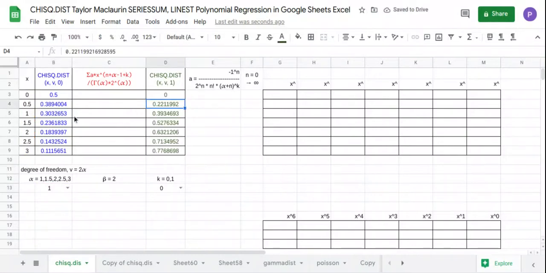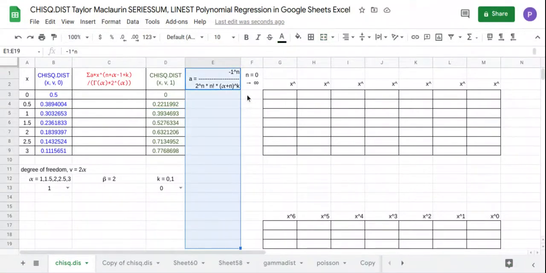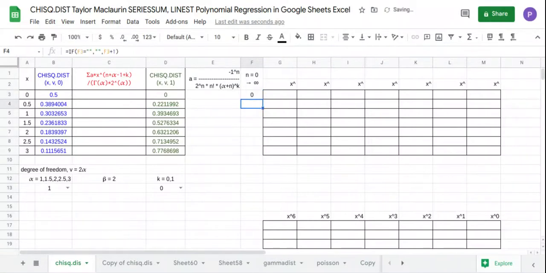Now we continue with the Taylor-Maclaurin series sum, which is the summation of a times x raised to the power n plus alpha minus 1 plus k all over gamma of alpha times 2 raised to the power alpha. And the value of a is this range, and the value of n is from 0 to infinity. So we can start with 0 to 16, which is good enough as an approximation.